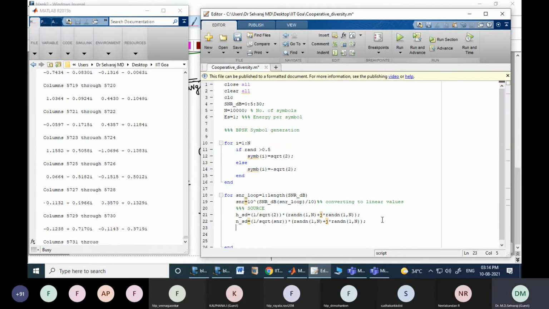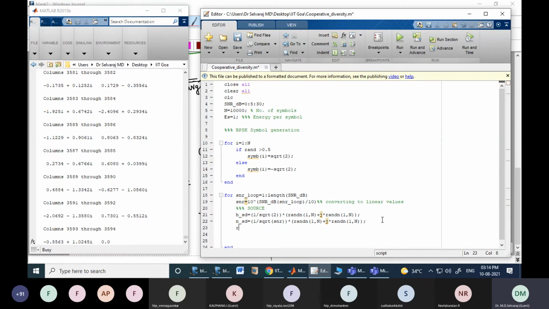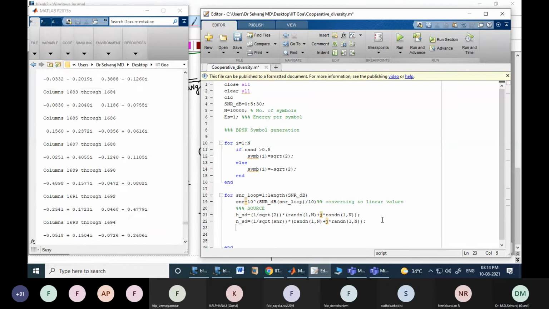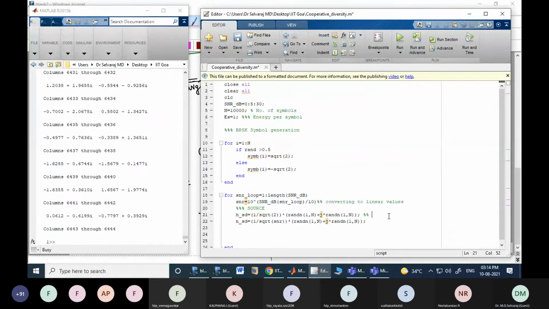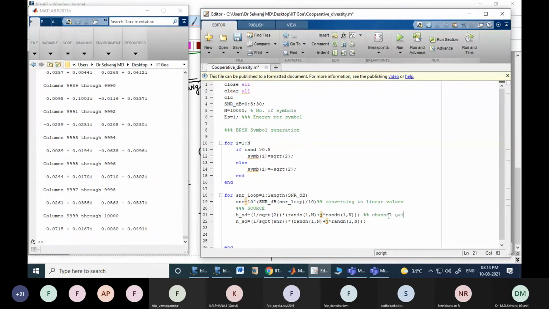Fine, so what we got is n. Yes, now I have to generate R, the received baseband signal. So this is the channel gain, maybe these are the complex channel gains, and this side is the AWGN, additive white Gaussian noise.